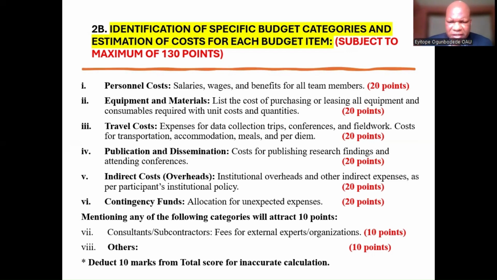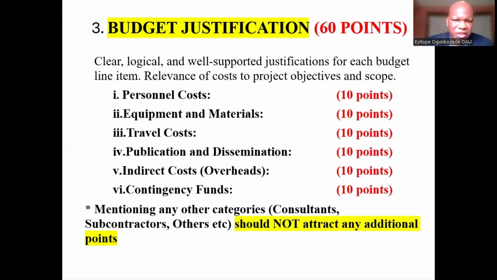So then we now look for a budget justification. That will be step 3. They write a justification for the budget, and that will be 60 points. So the justification must be clear, it must be logical, must be well supported for each budget line item. The relevance of the cost to project objectives and scope will also be there.